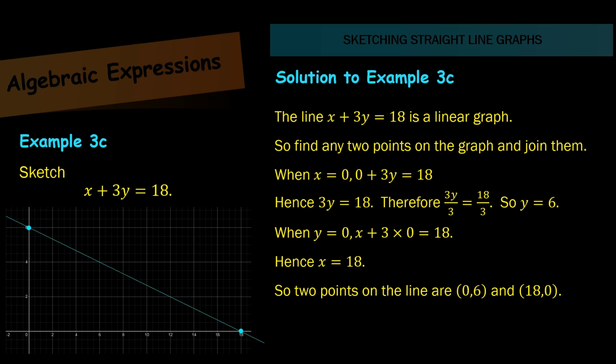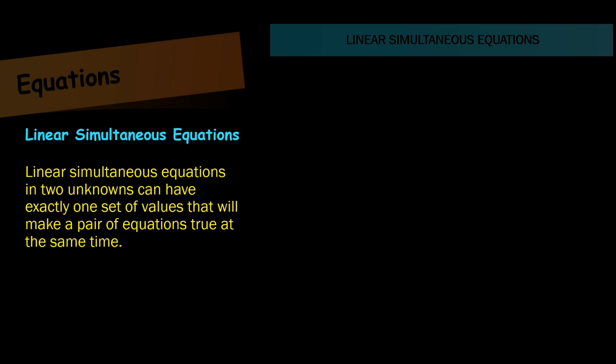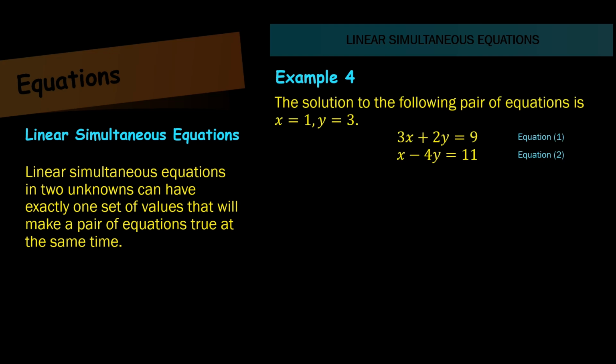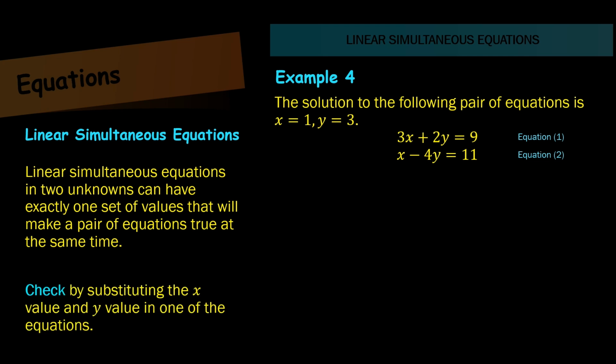Linear simultaneous equations in 2 unknowns can have exactly one set of values that will make a pair of equations true at the same time. Let's take a look at an example. The solution to the following pair of equations, which is shown on your screen, is x equals 1 and y equals 3. Let's check this by substituting the x value and the y value in one of the equations.